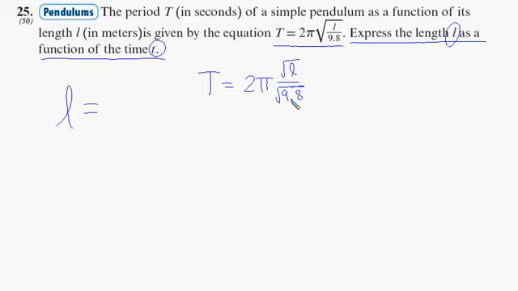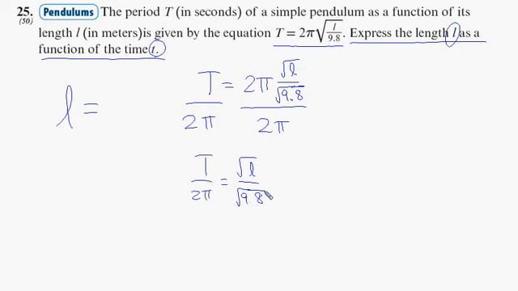Okay? So the first thing I'm going to do is just divide everything by 2 pi. So I'm going to divide both sides by 2 pi, which leaves me with T over 2 pi equals the square root of L over the square root of 9.8. Okay? Now, it's this radical that's causing us a bit of trouble, so let's just square everything.